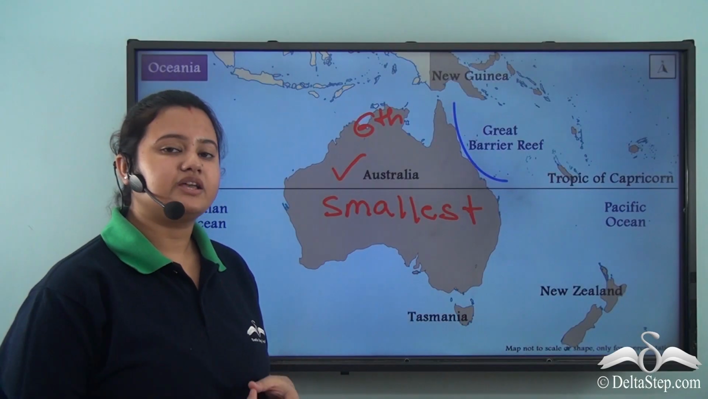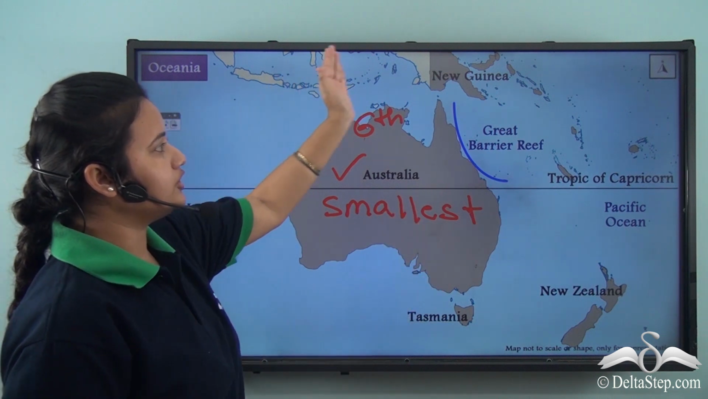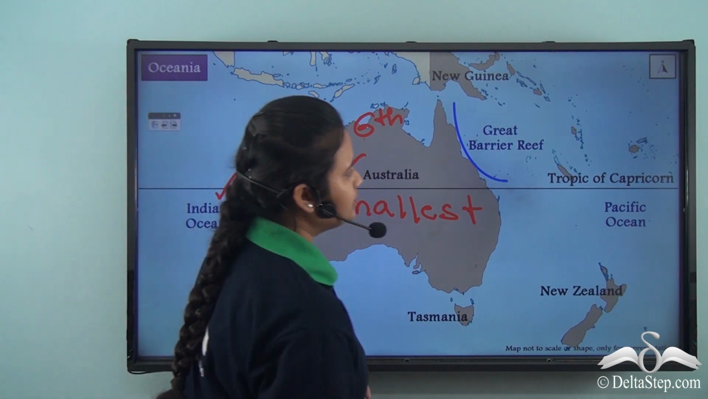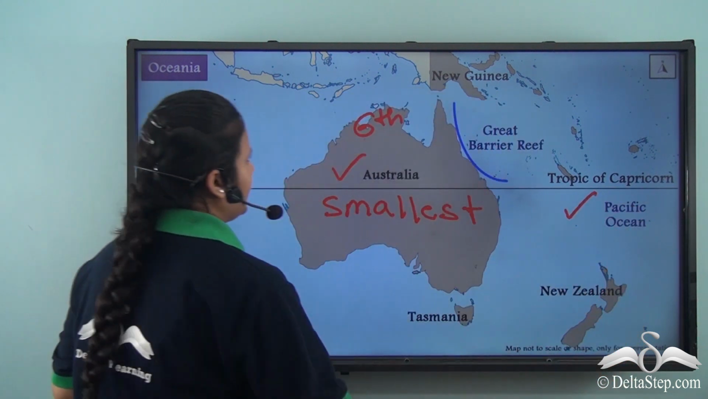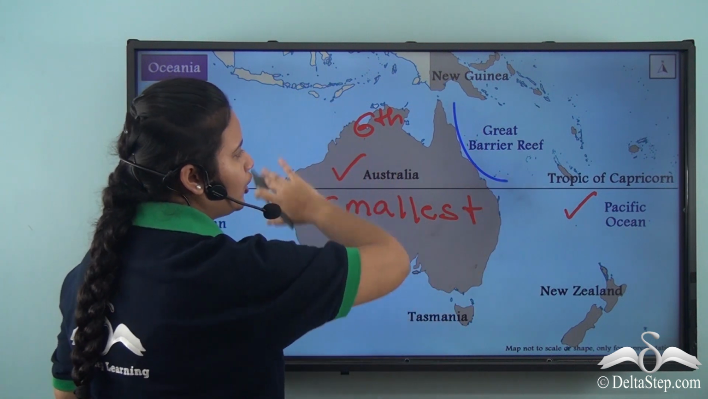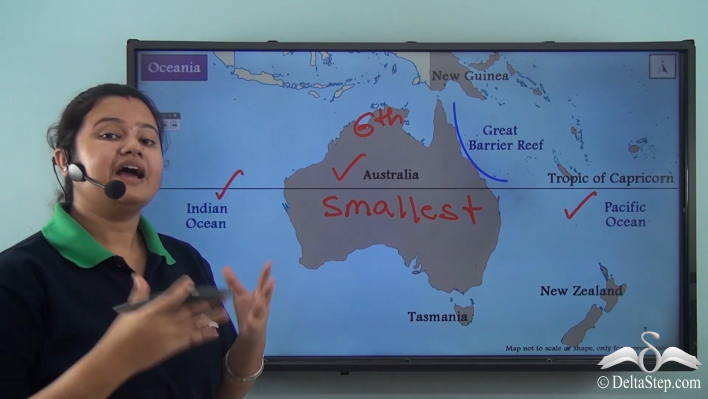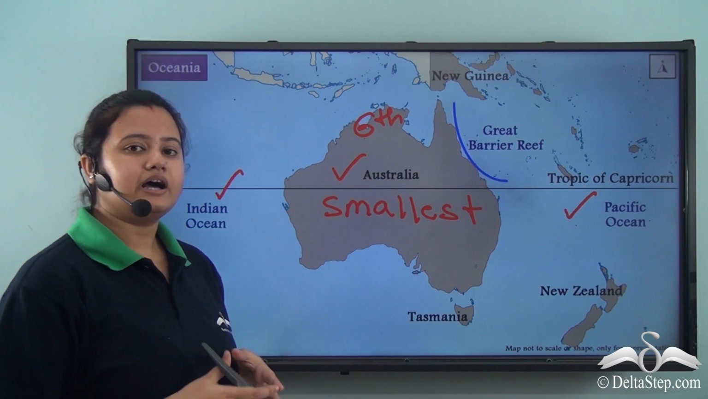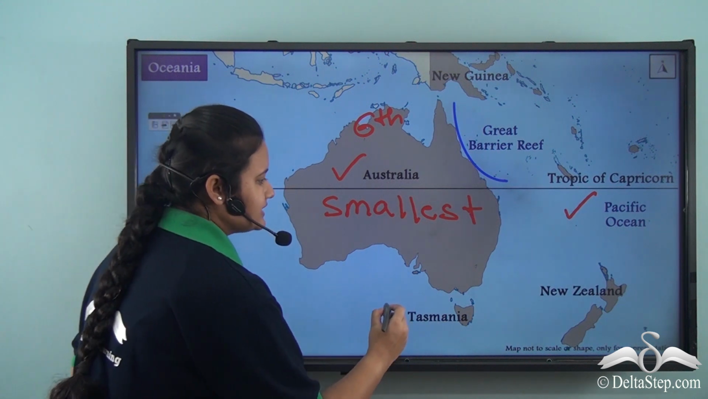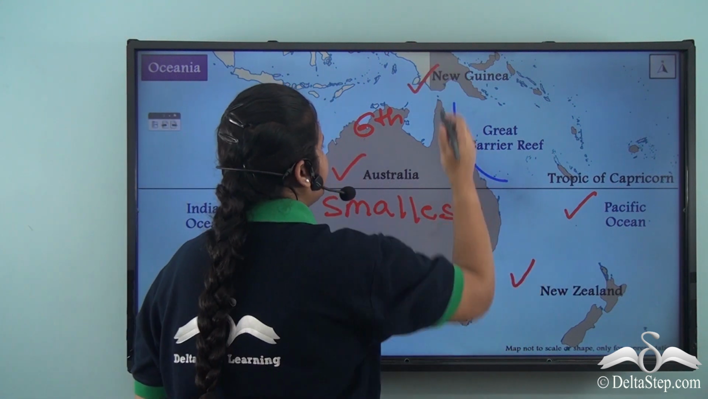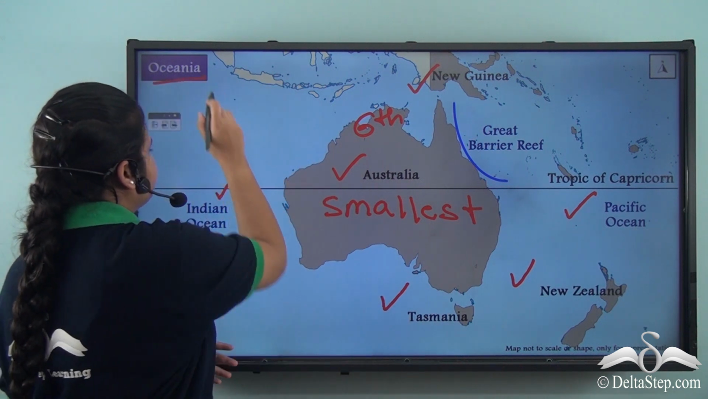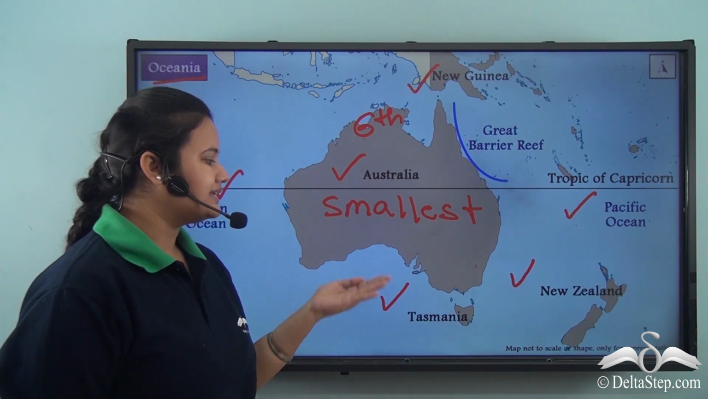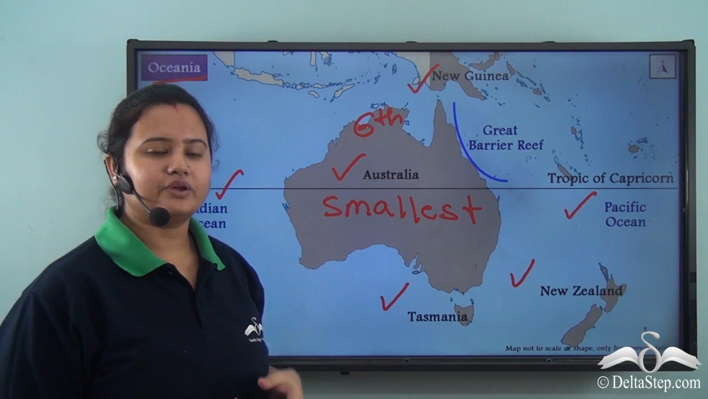Now Australia, as we can see here, is surrounded by water bodies on all sides. To the west we have the Indian Ocean, to the east we have the Pacific Ocean, and it is surrounded by water bodies on all sides. So Australia is an island continent or an island country. Now Australia, along with other islands like Tasmania, New Zealand and New Guinea, is together known as Oceania. So Oceania consists majorly of Australia and other islands like Tasmania, New Zealand and New Guinea.